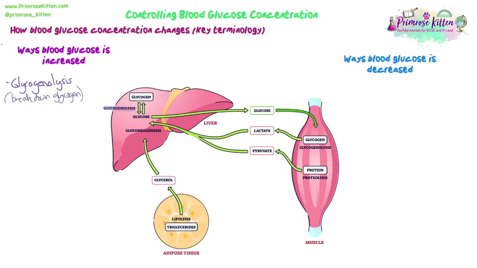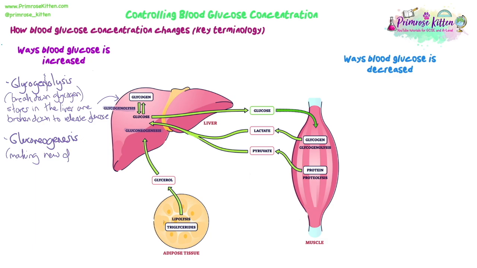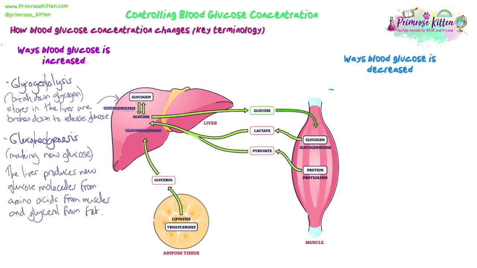It happens in the liver, and then obviously that glucose can then be released into the blood, so it can increase blood glucose levels. The next one is gluconeogenesis. Gluco meaning glucose, neo meaning new, genesis meaning to make, so making new glucose. The liver has the ability to produce glucose molecules from other molecules, so converting them into glucose. Namely, it uses proteins from the muscles. Examples are lactate and pyruvate, and it also uses glycerol, which comes from fat cells. So they are both ways that blood glucose levels can be increased.